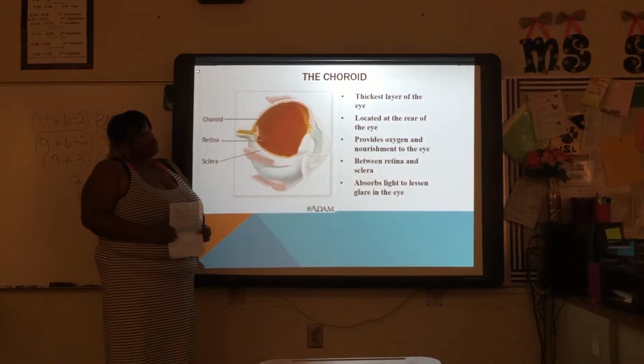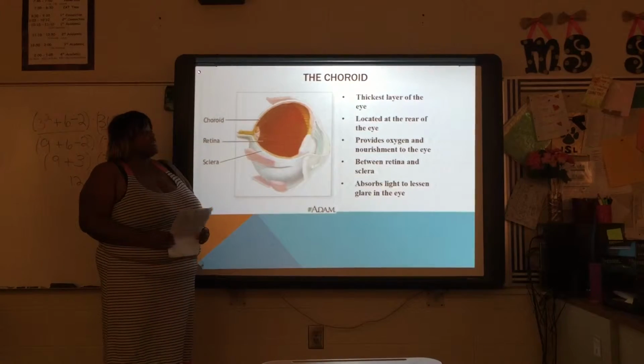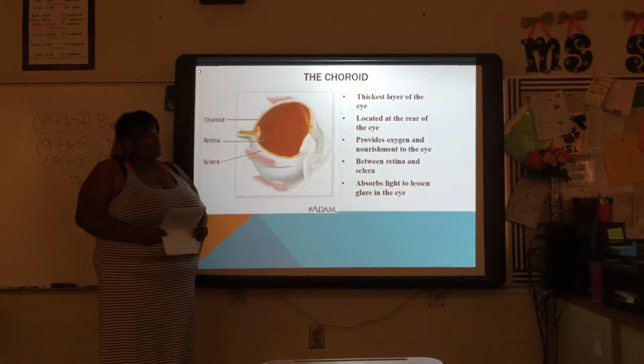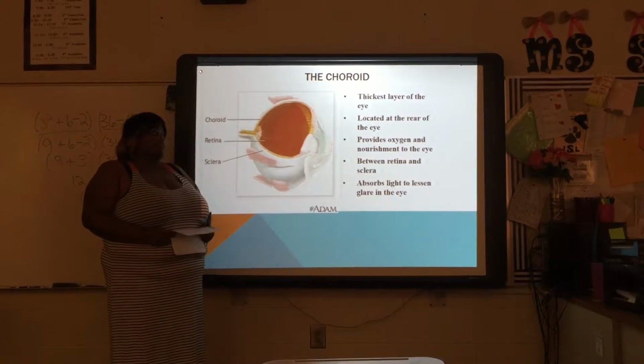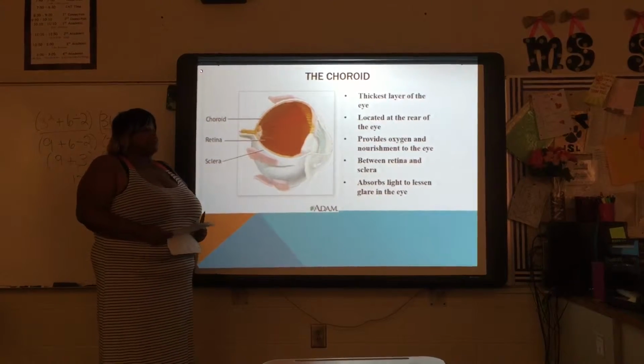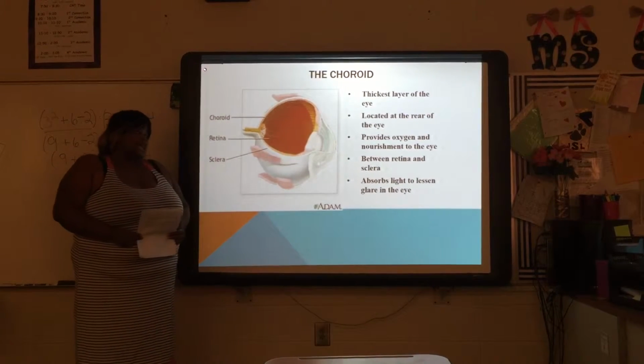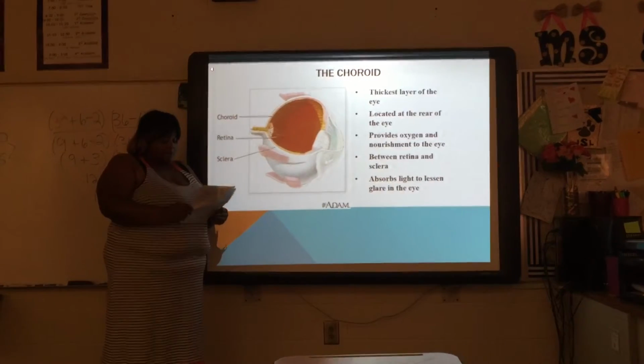The next one is the choroid. The choroid is the thickest layer of the eye. It is located in the rear of the eye. It provides oxygen and nourishment to the eye. It is located between the retina and the sclera, and it absorbs light to lessen the glare in the eye.